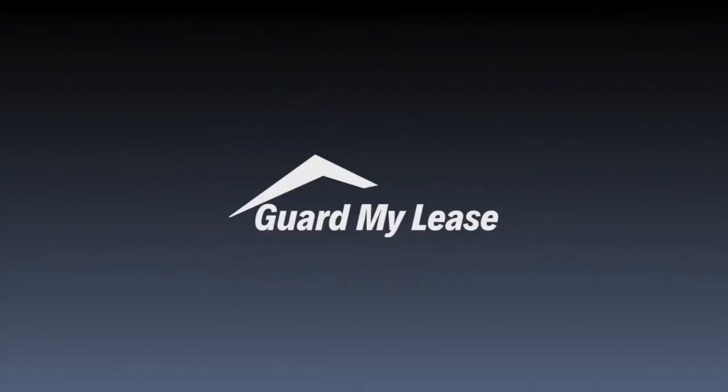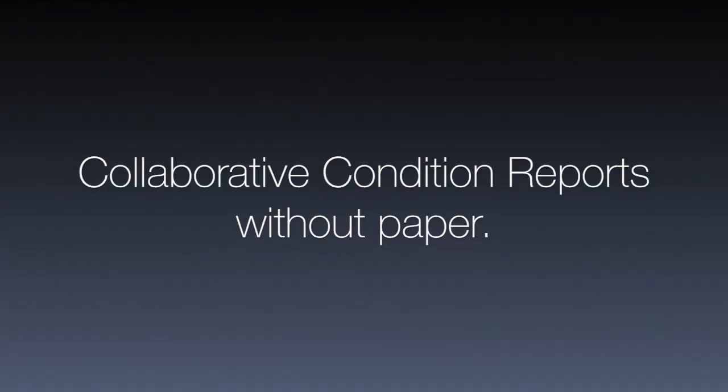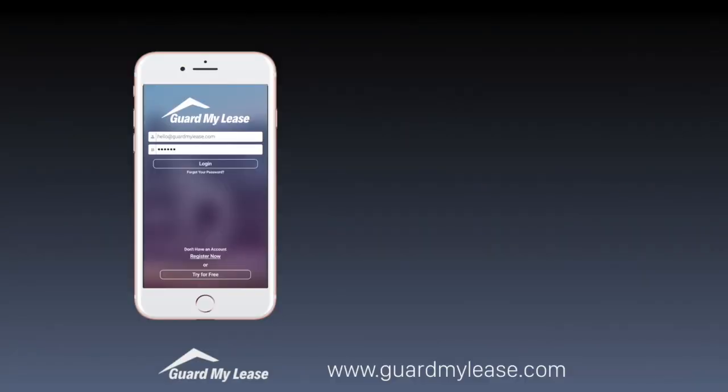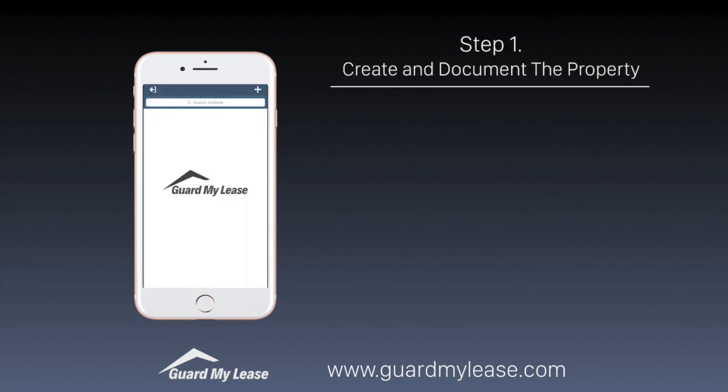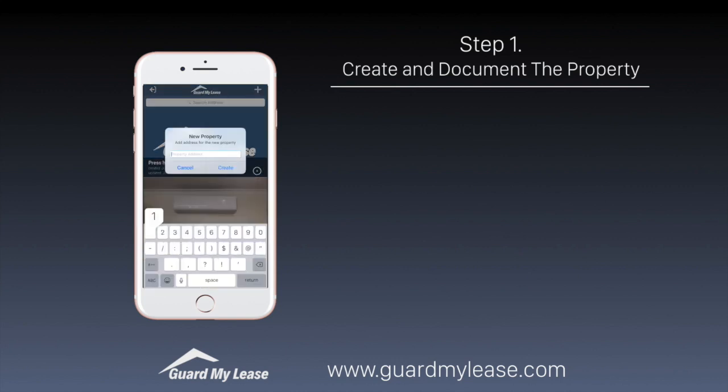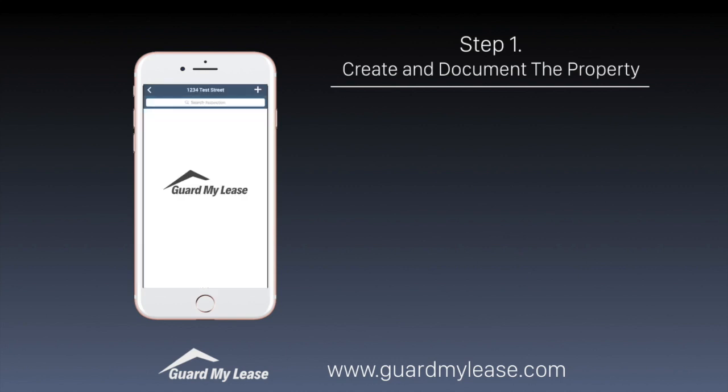I'm going to take you through our product, which is helping property managers collaborate with tenants on the entry condition report, and we'll remove paper at the same time. So the first thing we're going to do is log in as an agent. Once we've logged in as an agent, we're going to create an example property, and then on that property, we're going to create an entry condition.